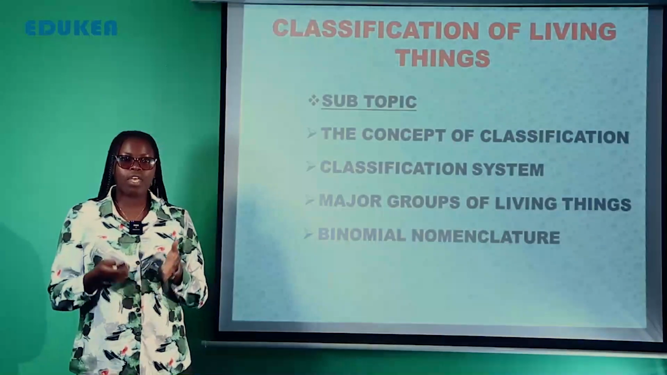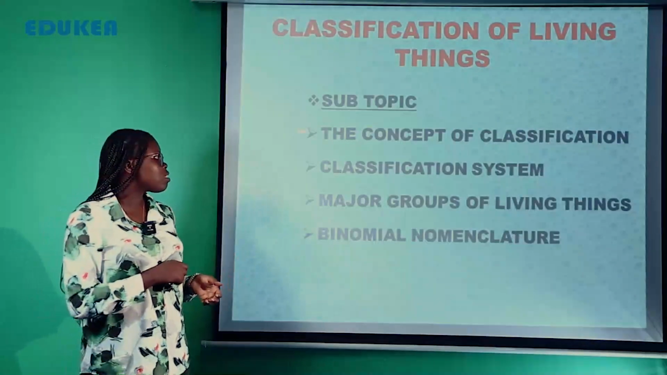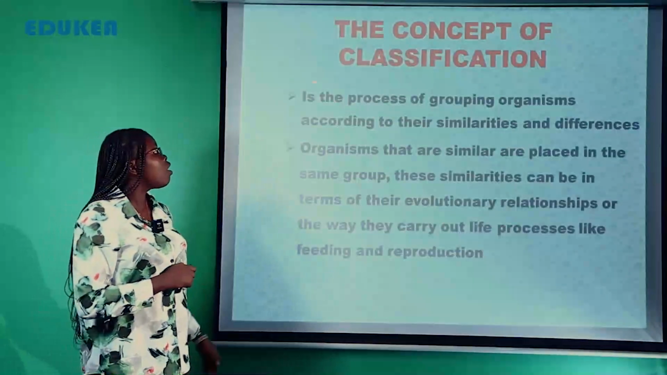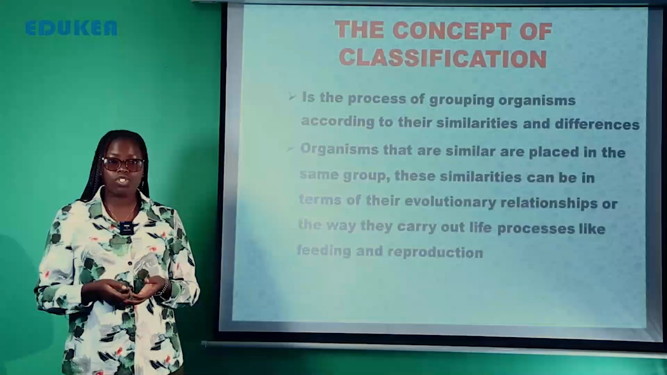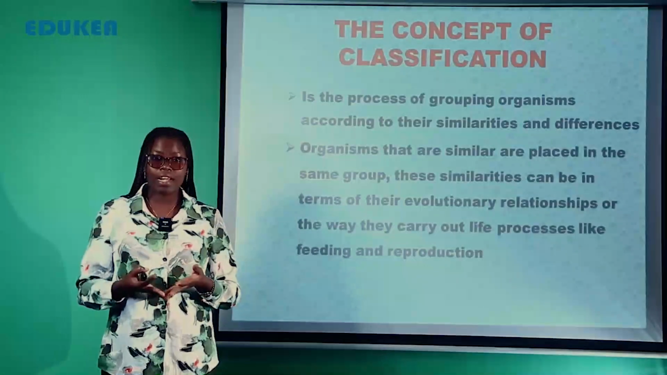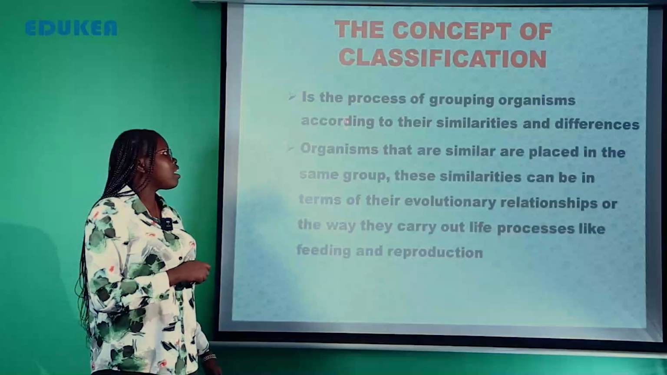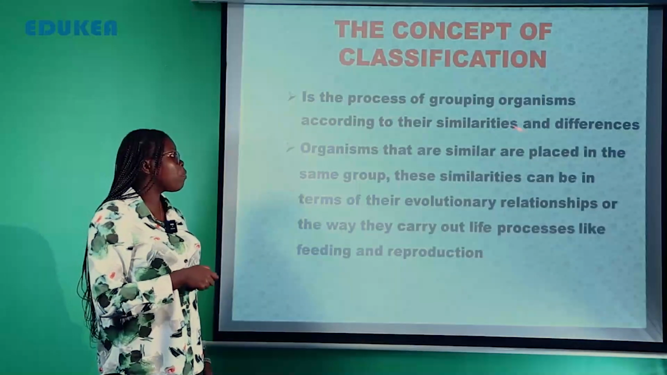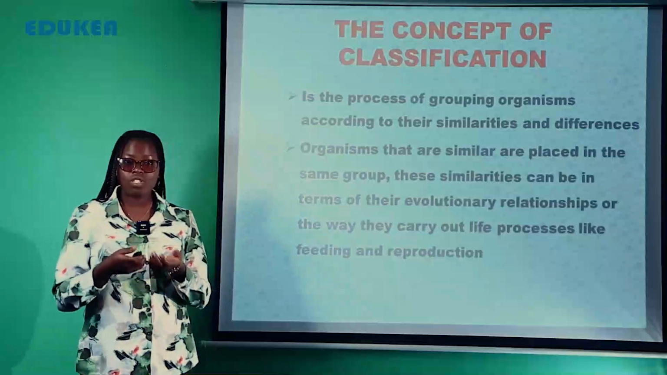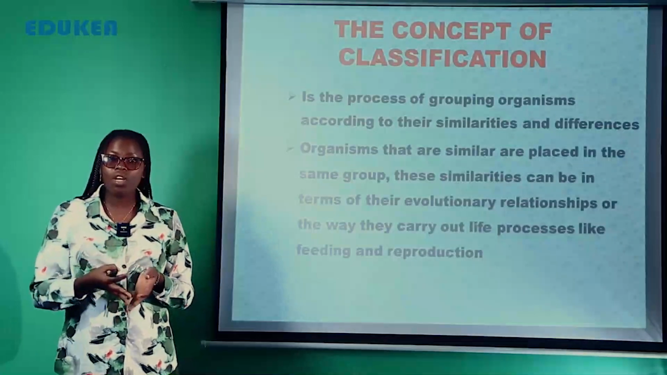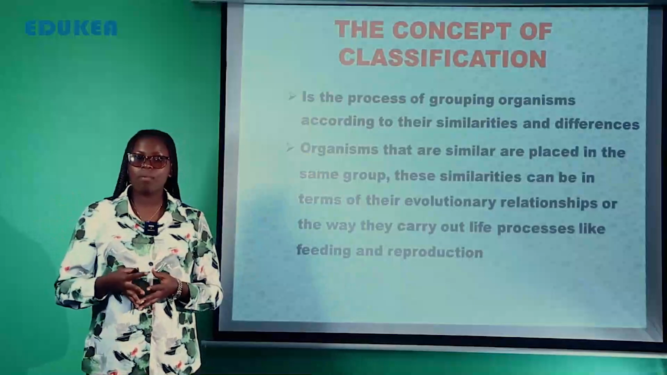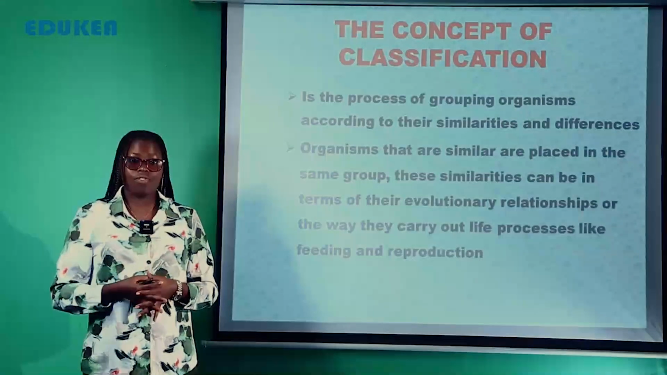You are welcome. Starting with our first subtopic, which is the concept of classification, now we'll see the definition of classification. Classification comes from the term classes. Classes meaning madarasa. So now, classification is a process of grouping organisms according to their similarities and differences. So that's the process of grouping organisms depending on the features they have in common, and features that are not in common, and that is what is known as classification.